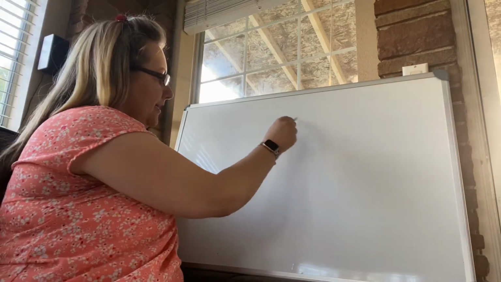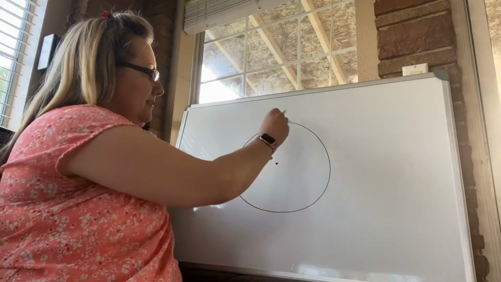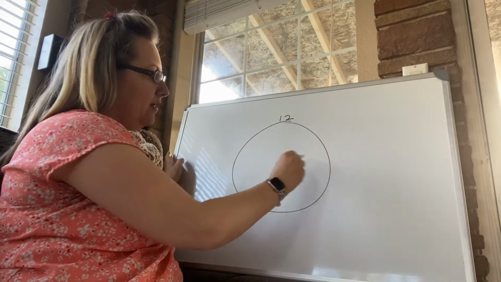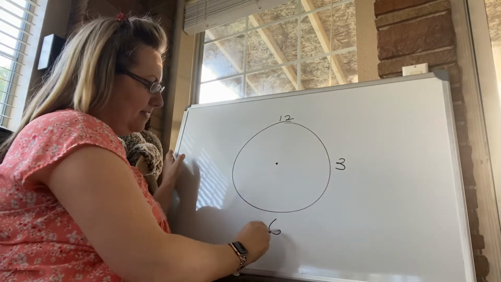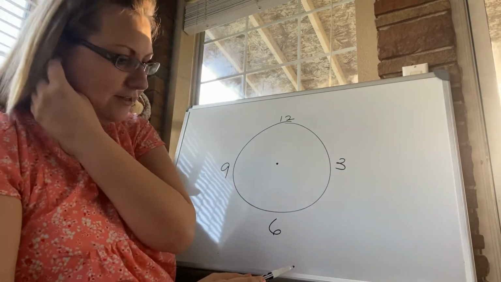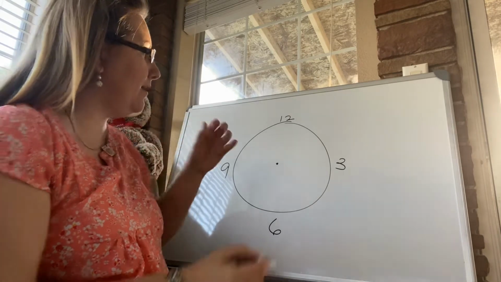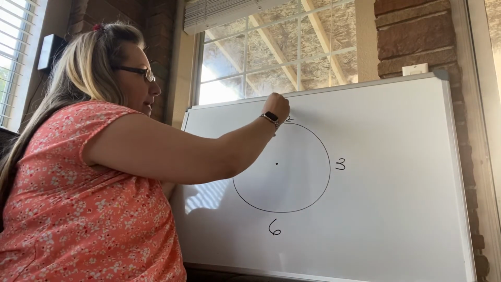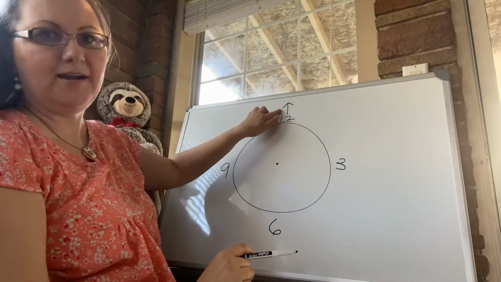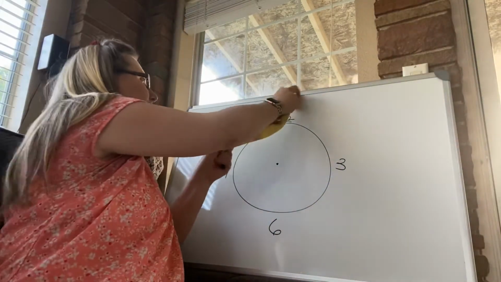So let's look at a clock. All right, and this is the 12 o'clock, 3 o'clock, 6 o'clock, and 9 o'clock on a regular clock face. Okay, if you are facing this way toward 12 o'clock and you're, maybe I should put it right on there.